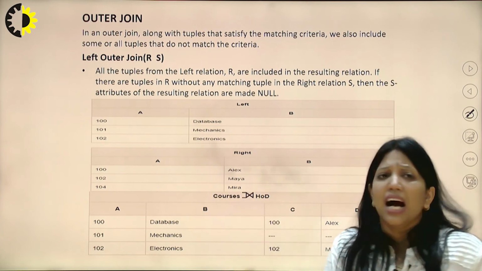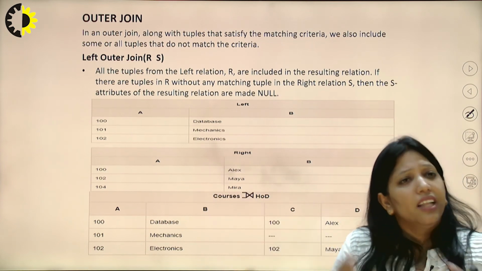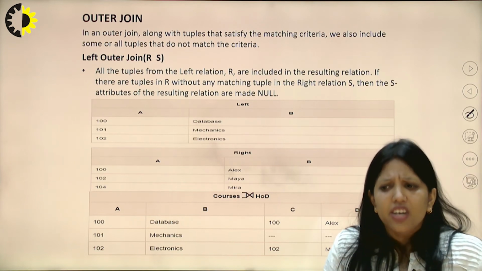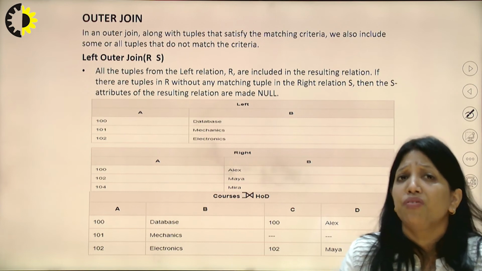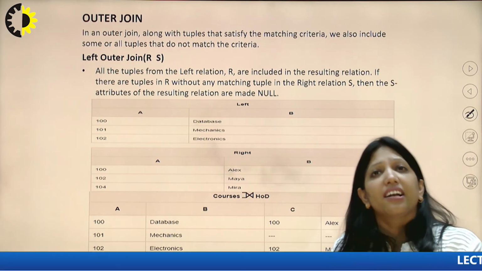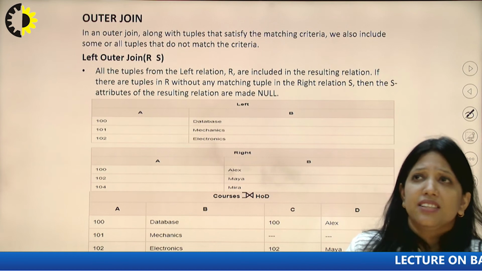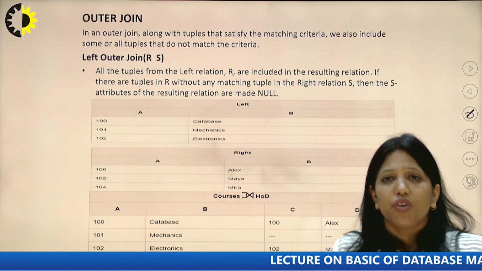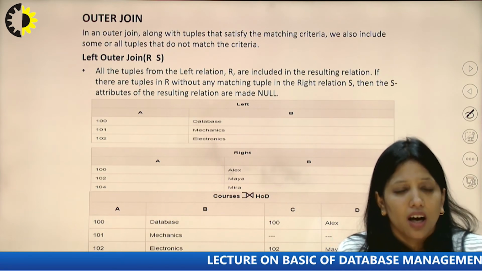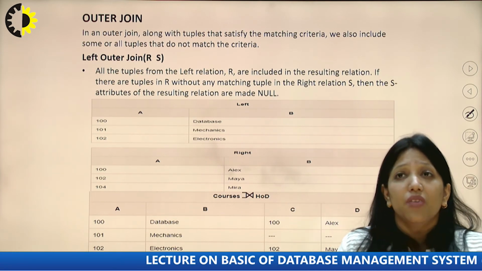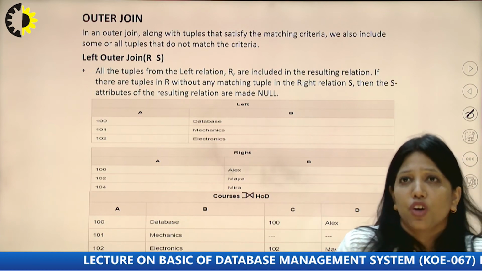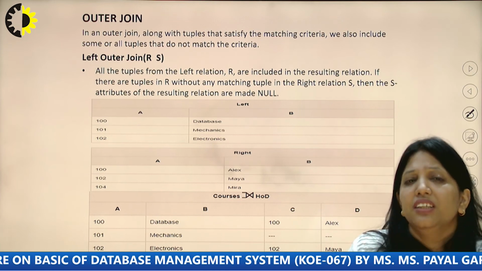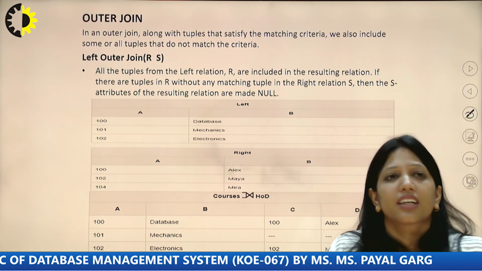In that, we have three types of outer joins, that is left outer join, right outer join, and full outer join. Sometimes we also need the type of tuples that do not satisfy our condition. For example, in fraud card detection, we sometimes need the data that is not useful for us, that does not meet our criteria. So in those cases, we need the tuples that do not match our condition.